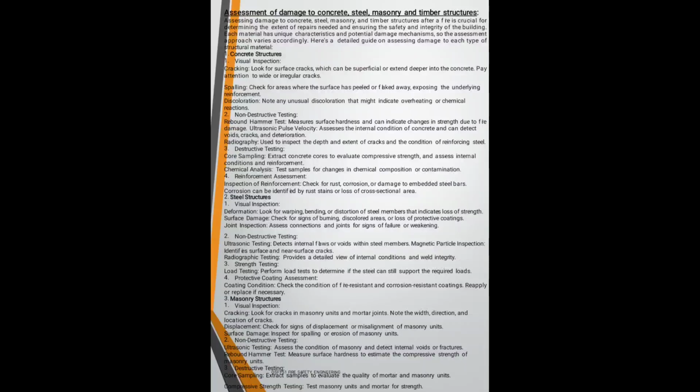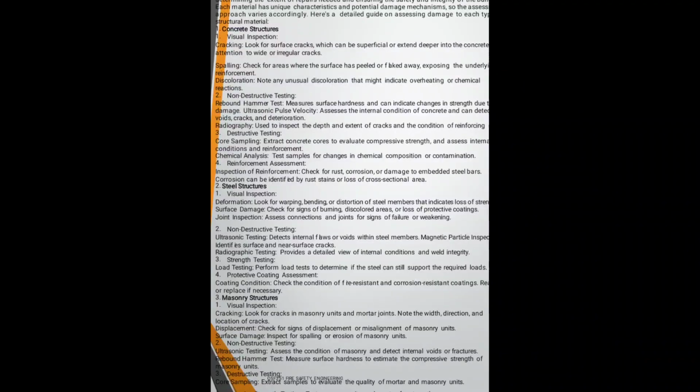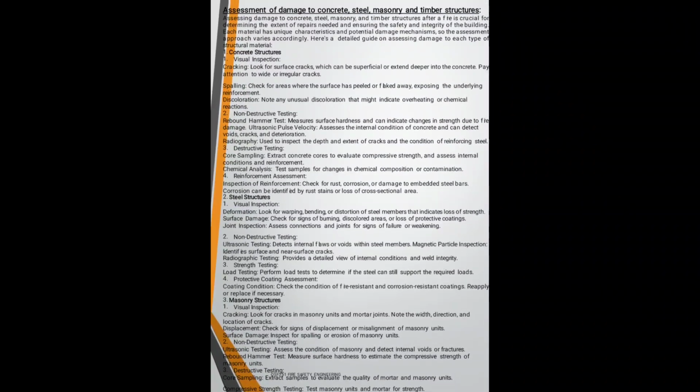Then reinforcement assessment. Inspection of reinforcement. Check for rust, corrosion or damage to embedded steel bars. Corrosion can be identified by rust stains or loss of cross-sectional area. Then steel structures. For steel structure: visual inspection, non-destructive testing, then strength testing, then protective coating assessment. These are the assessments for steel structure.